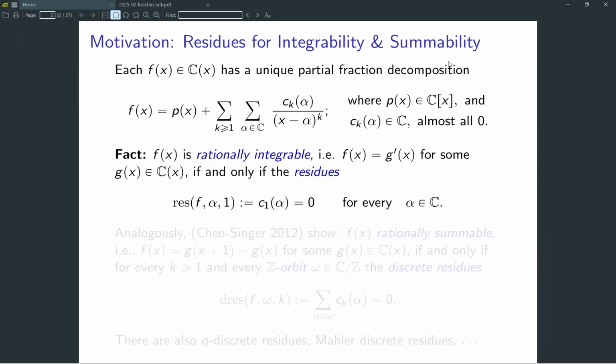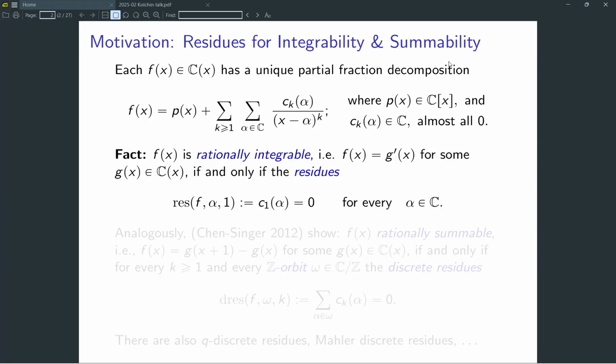So, for instance, if you want to determine if f has an antiderivative, so f is rationally integrable, this happens if and only if the coefficients of (x minus alpha) to the -1 all vanish. And we can call those the residues of our function of order 1. And it's remarkable that you only need to look at those numbers to get that.